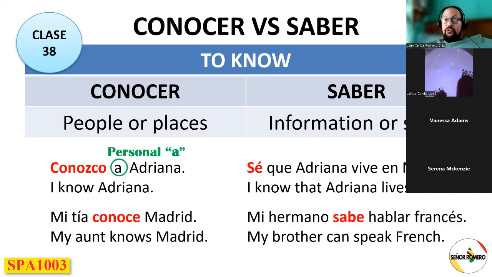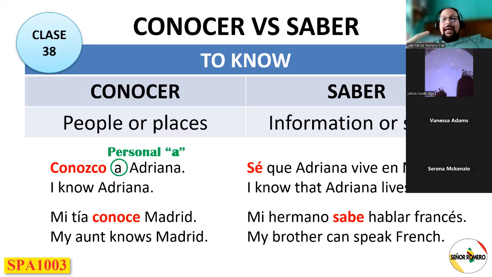C-O-N-O-C-E-R. Conocer. I know Adriana. Conozco a Adriana. What is that a that came out of nowhere? I will tell you now. My auntie knows Madrid. Mi tía conoce Madrid. Madrid is the capital of Spain. Mi tía conoce Madrid. And so what is that A between I know and Adriana?